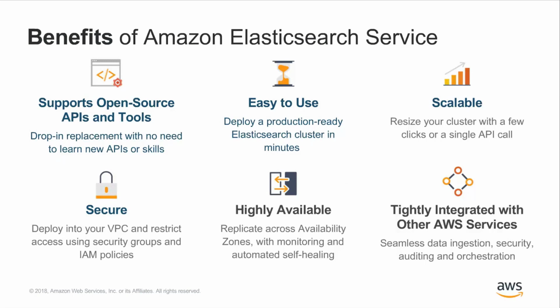So just looking at the service itself and some of the things that we provide, number one, Amazon Elasticsearch Service supports the open source tools and APIs that you're used to using. So if you're using Logstash or if you're using Kibana, Elasticsearch Service ships with Kibana. You can connect your Logstash to it. If you're already using Elasticsearch, Amazon Elasticsearch Service is a nice drop-in replacement.